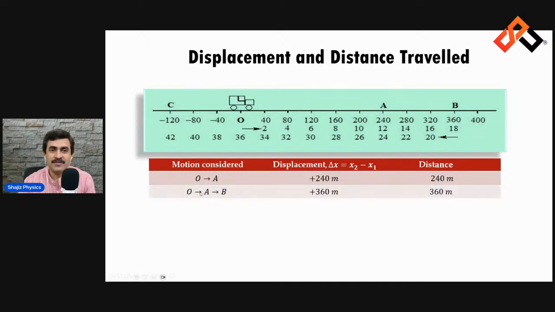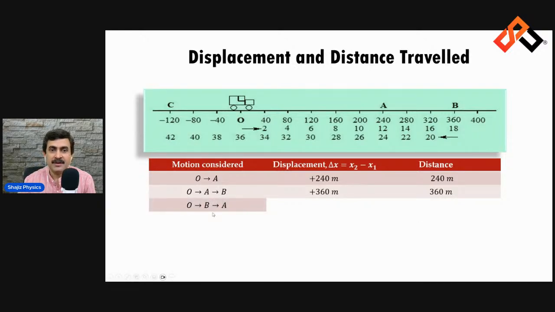Now consider motion from O to A, then to B. The vehicle starts from O, reaches A, then reaches B. What about the displacement in this particular case? You need to consider only the final and initial positions. Final position is plus 360 meter minus initial position 0. Plus 360 minus 0, that is plus 360 meter. But while you are describing the distance, you need not bother about the direction and simply write 360 meter. You never write the plus sign which indicates direction.